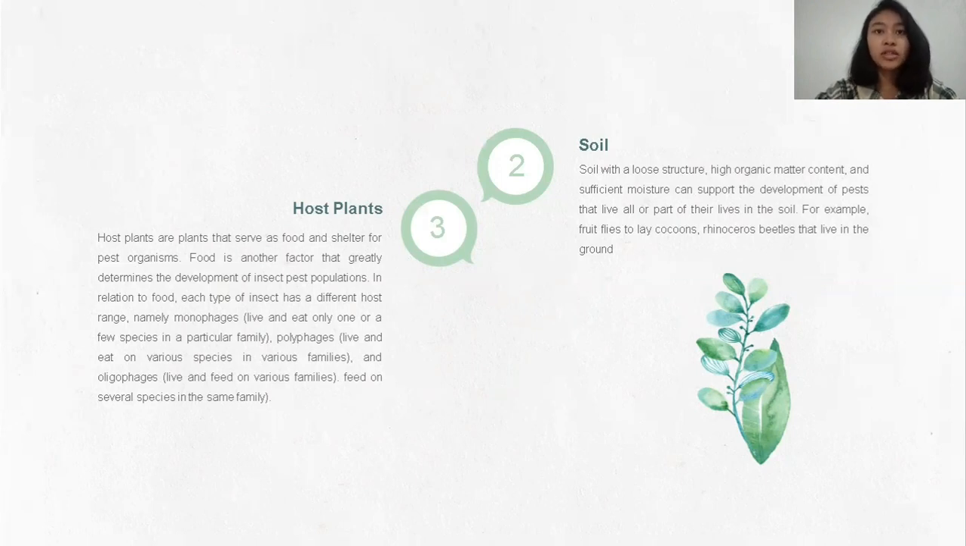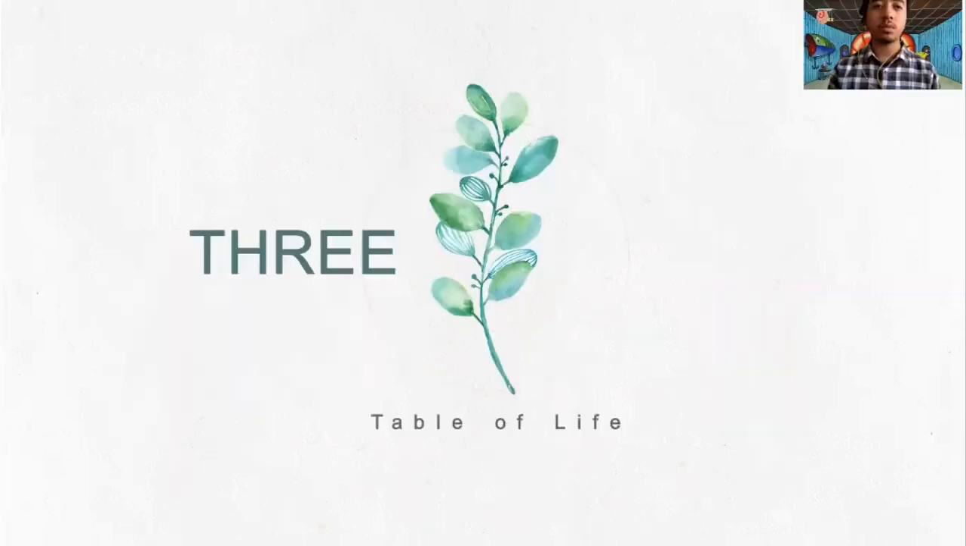In relation to food, each type of insect has a different host range. Monophage is live and eat only one or a few species in a particular family. Polyphage is live and eat on various species in various families, and oligophage is live and feed on several species in the same family.